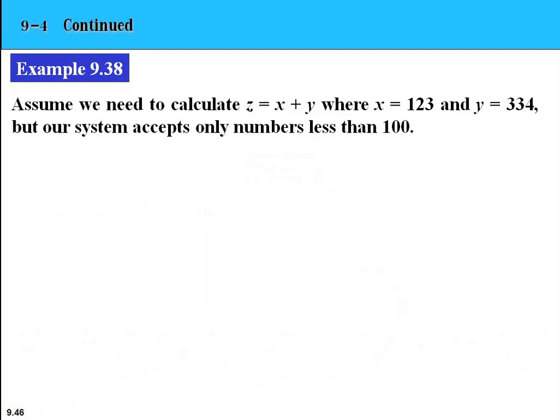Let us take one more example. Suppose we need to calculate z equal to x plus y, where x is equal to 123 and y is equal to 334. This has important applications. For example, suppose we have a system that accepts only integers less than 100, but in this case you can see that x and y both are greater than 100.